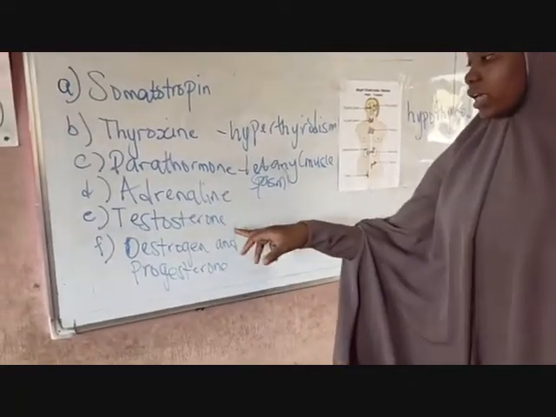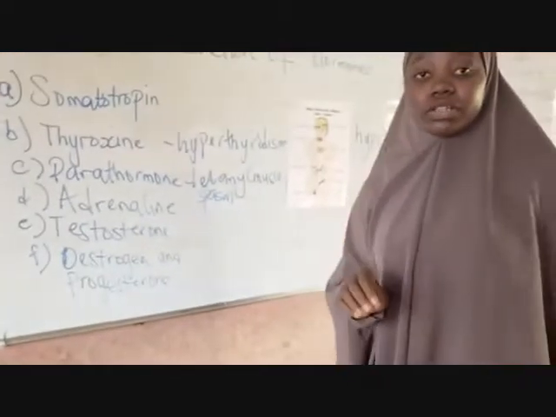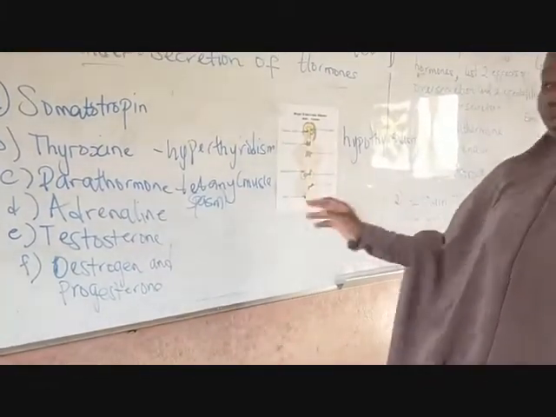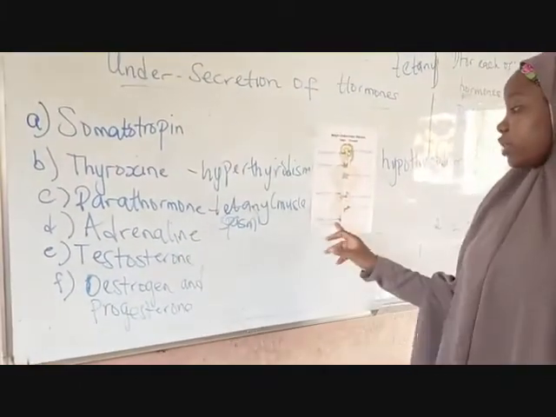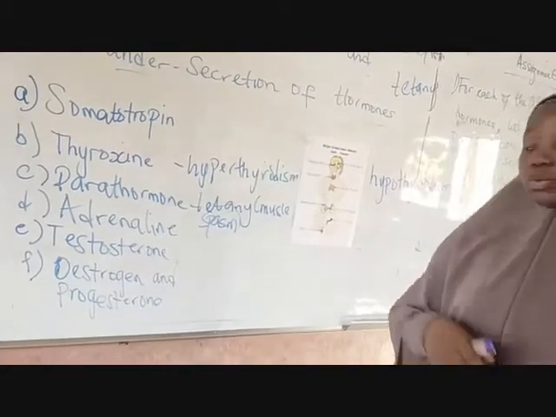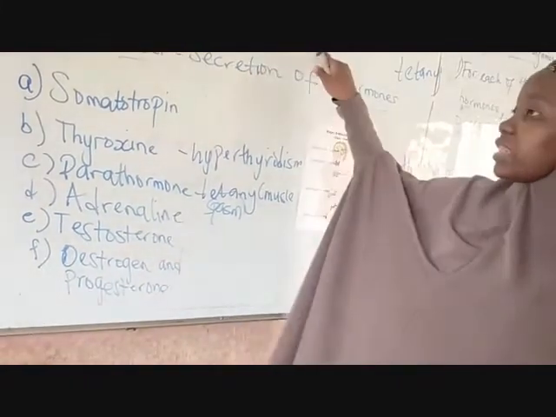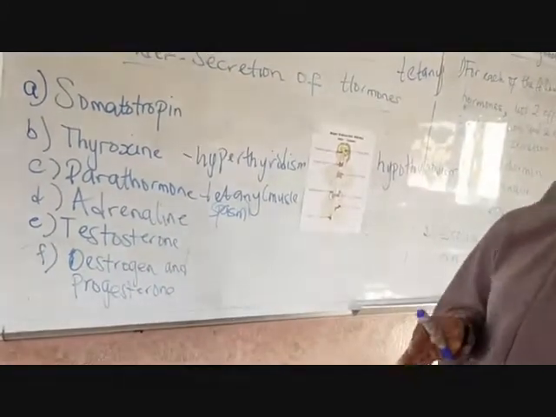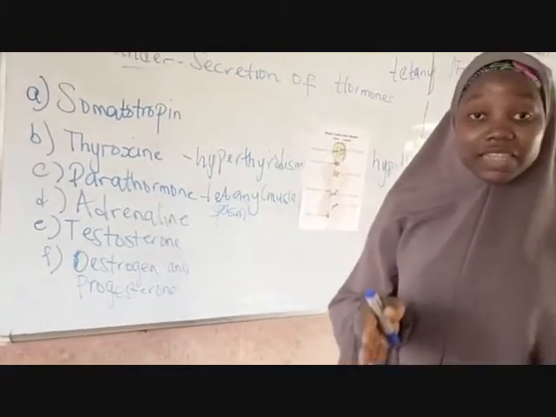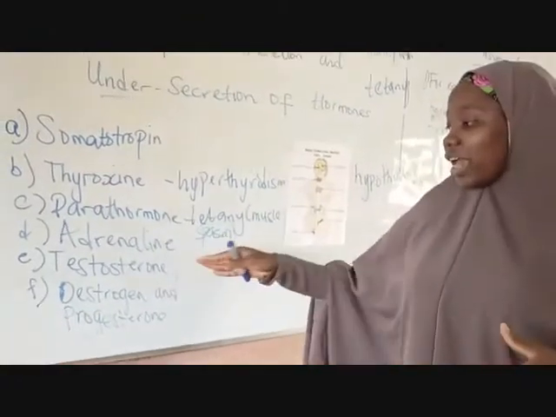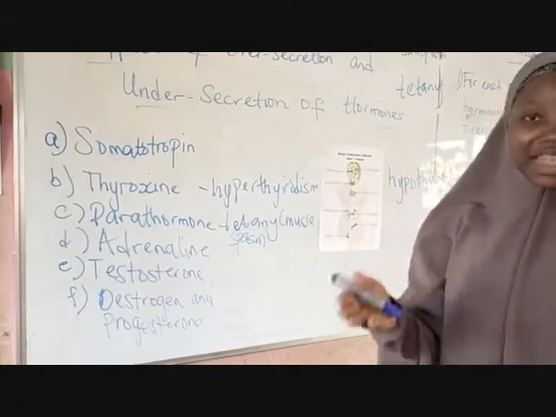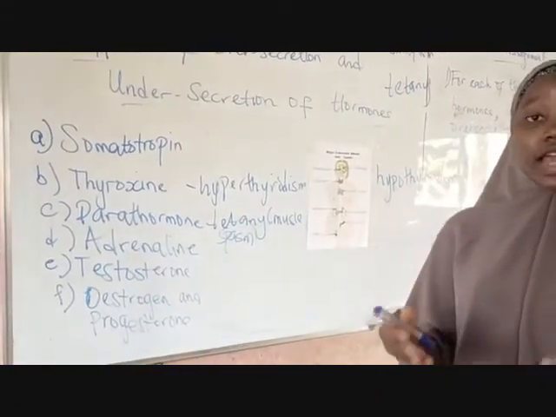Testosterone, which we know is the hormone that is responsible for secondary reproductive characters in males. That is this part of my hermaphroditic human. So testosterone is produced in the testes, as we know, and it is responsible for secondary reproductive characters in males. If it is over secreted, the male reproductive part is excessively developed. The child develops secondary characters very fast, and then the person has high stamina for sex. Let's just say the person has a very high stamina for sex.